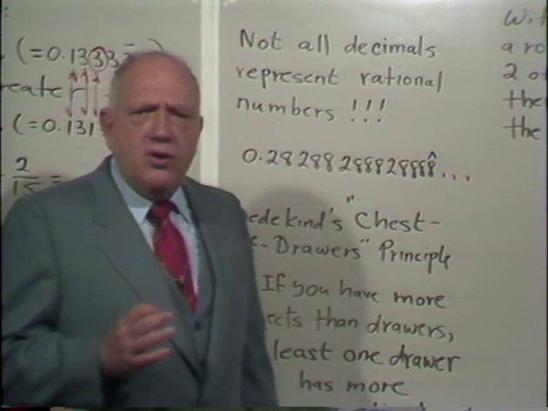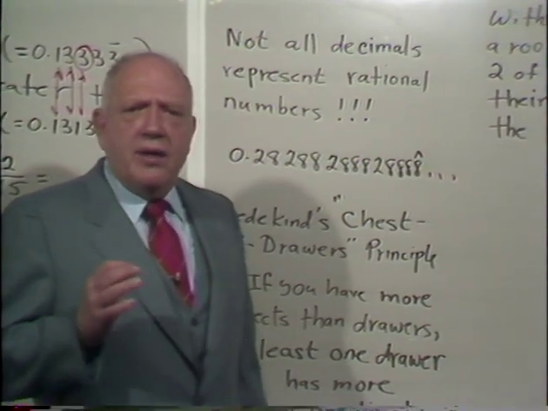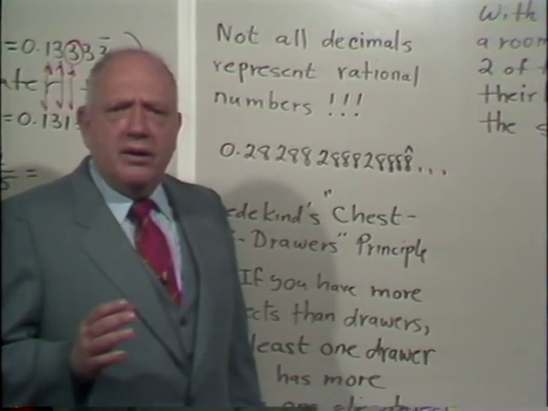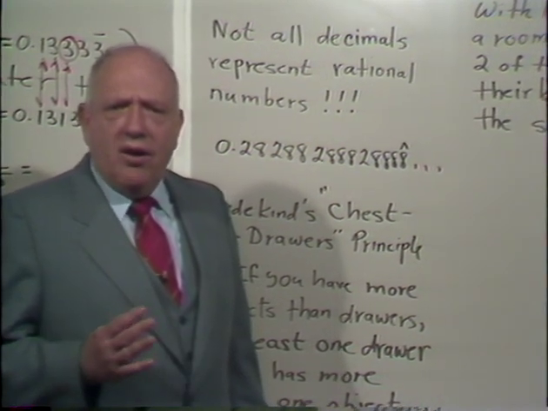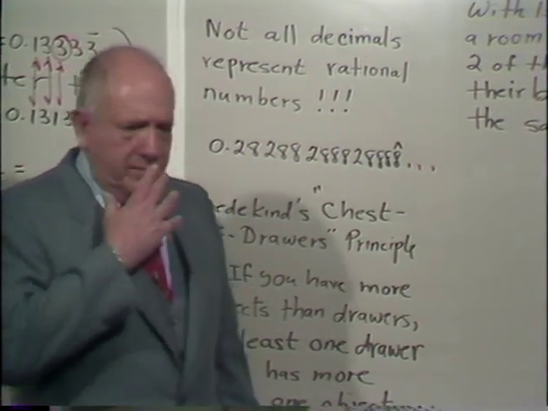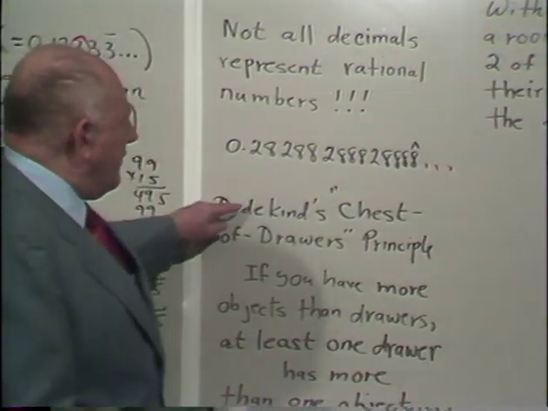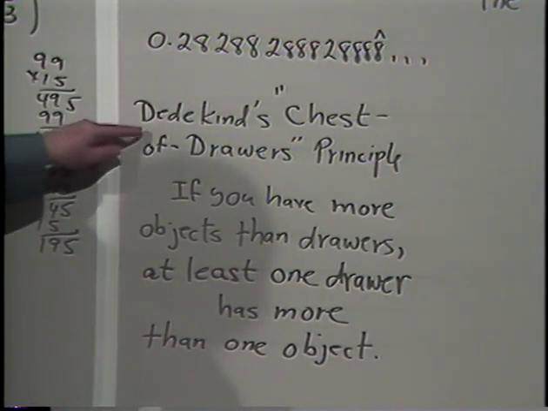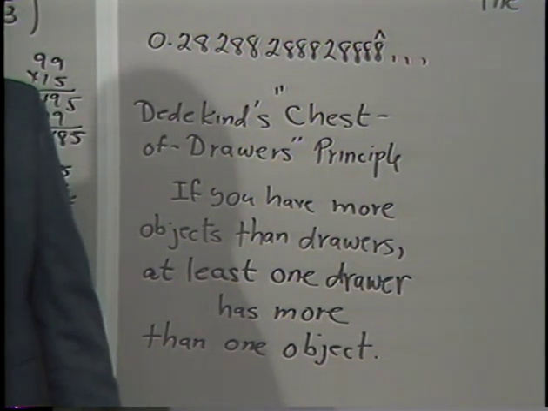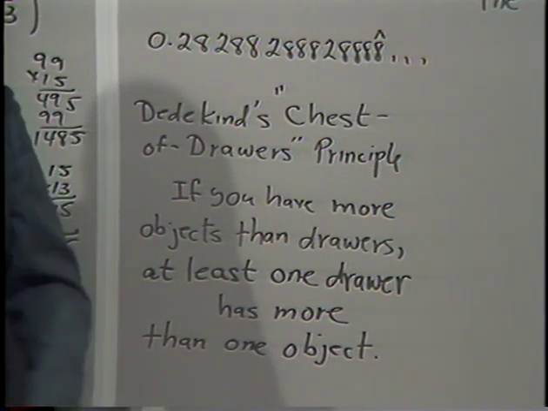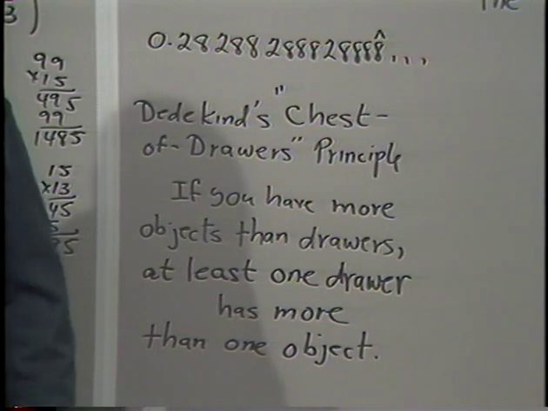And what I'm going to show you for a finale today is that whenever you take a rational number and write it as a decimal, it either has to come to an end or else eventually repeat the same cycle. And the technique for this is known as Dedekind's chest of drawers principle. Isn't that a nice fancy name? This is used in advanced mathematics. And you know what this thing says? It says if you have more objects to put in the drawers than you have drawers to put them in, at least one drawer has to have more than one object.